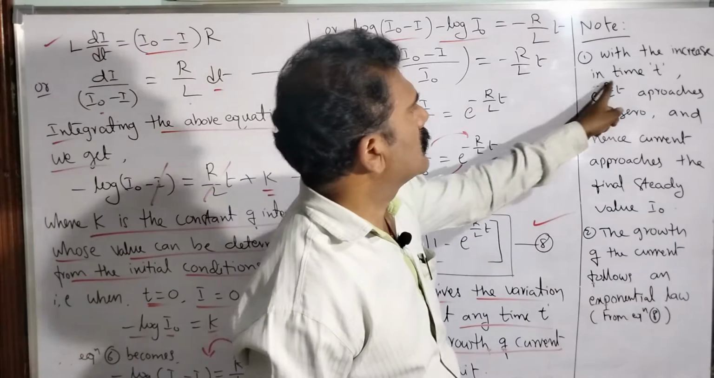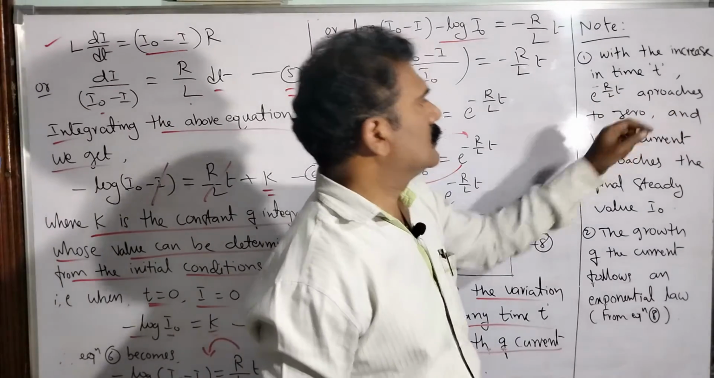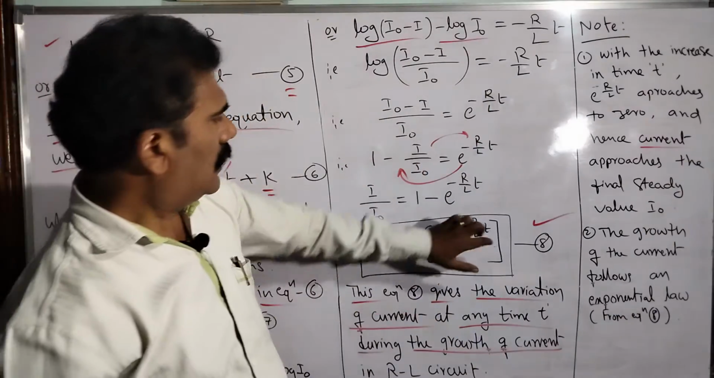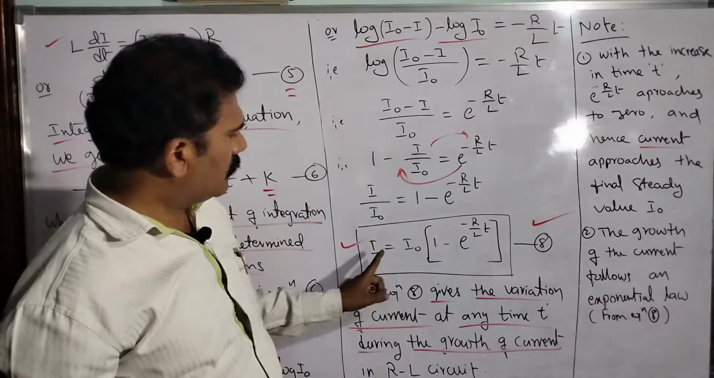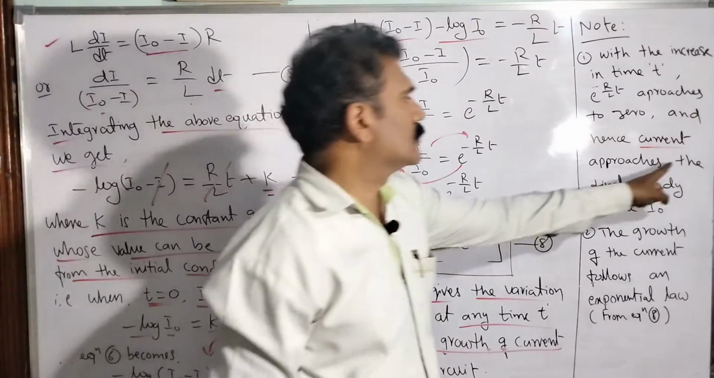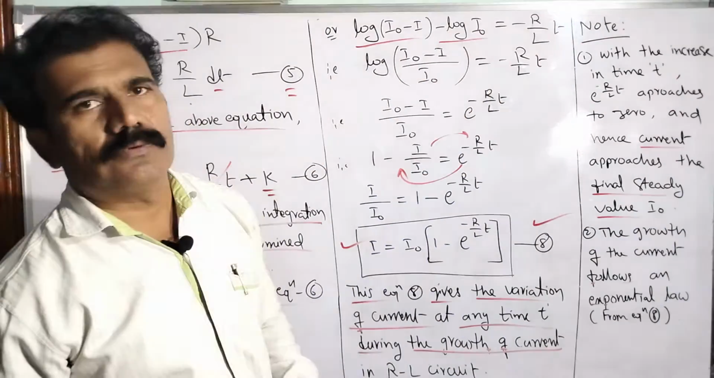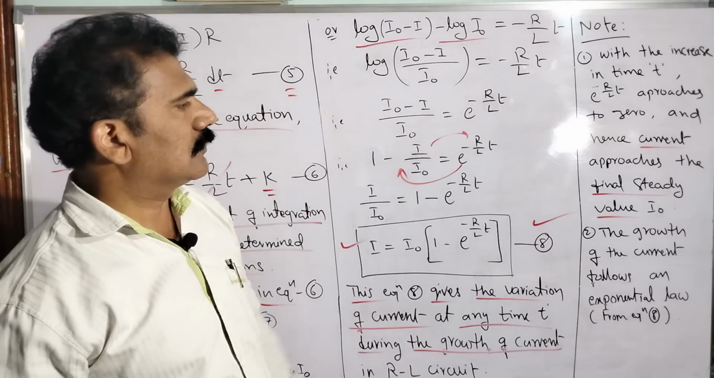So e to the power of minus R by L t approaches 0. And hence, what about the current? As this term goes to 0, I becomes only I naught, isn't it? The current approaches the final steady value I naught. That is what you can observe in equation 8.